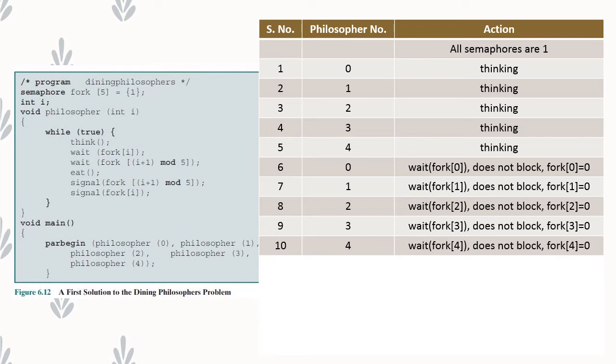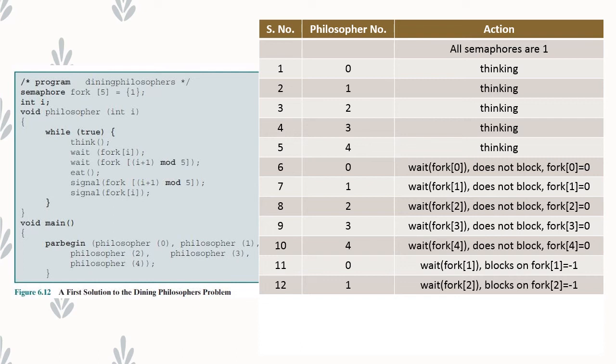So all of our philosophers came in, started thinking, and then all of our philosophers tried to grab the first fork and they got their first forks. Now, philosopher 0 waits on fork 1 but blocks because fork 1 has become -1. If you look back at the trace, fork 1 has been picked up already by philosopher 1.